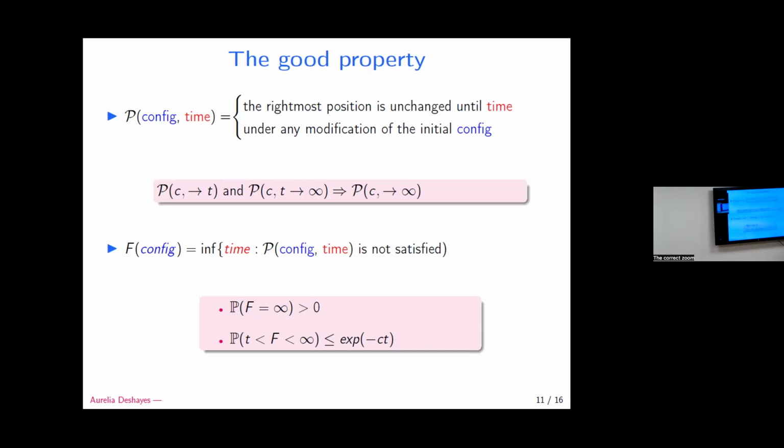So it's for a given configuration. If it's always true, it's only depending on the time. But if it's wrong, it can depend on the initial configuration. If it's true, you can have any modification, so this one doesn't count. But if the property is not satisfied, maybe with another initial configuration. It does not depend on the configuration, just on the position of the rightmost, if you want.